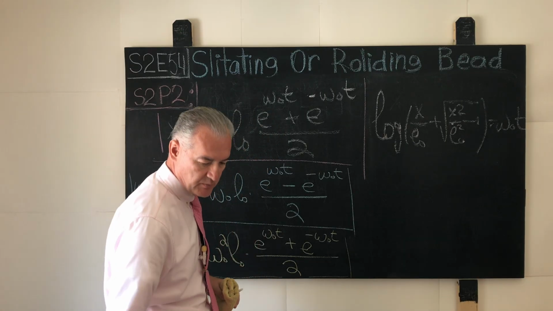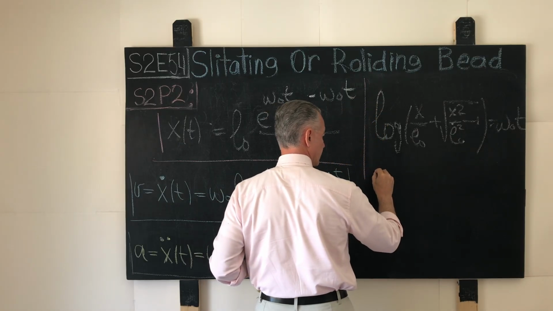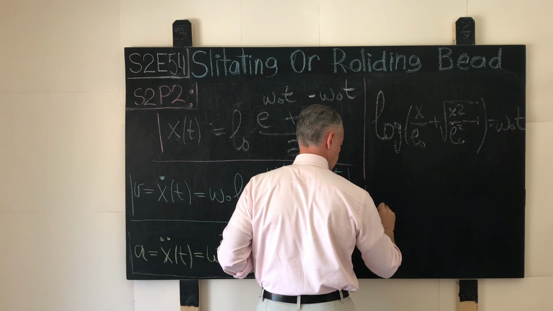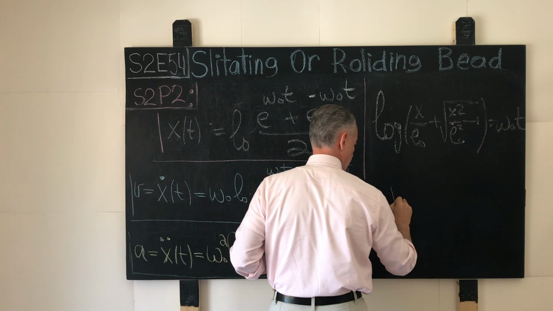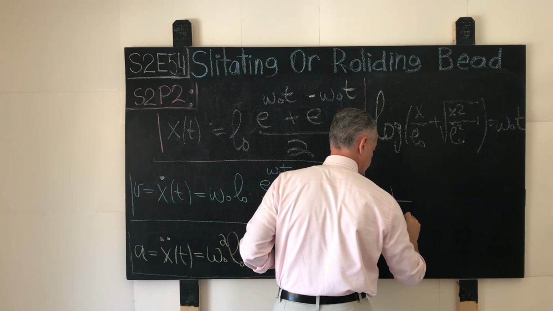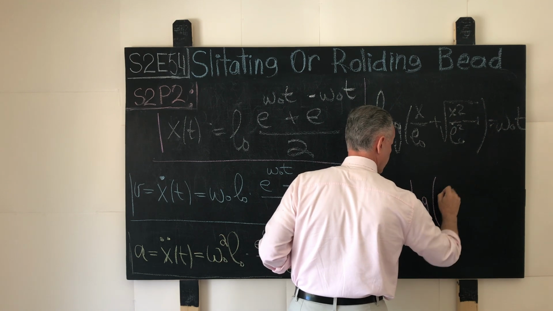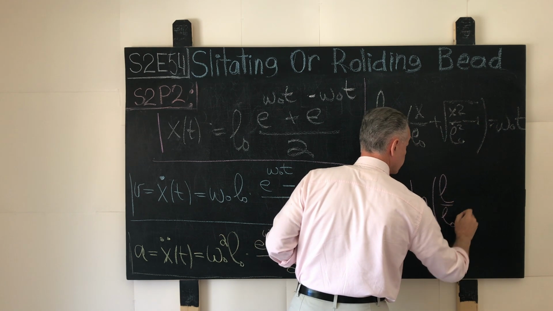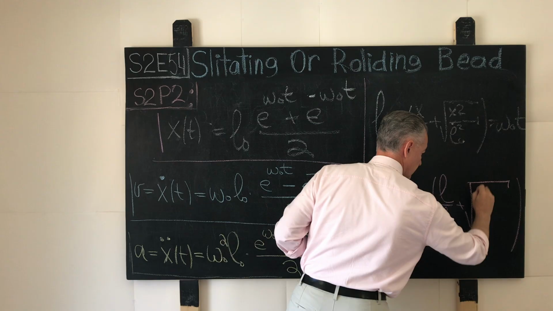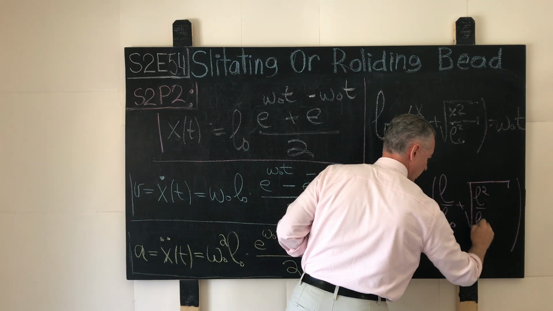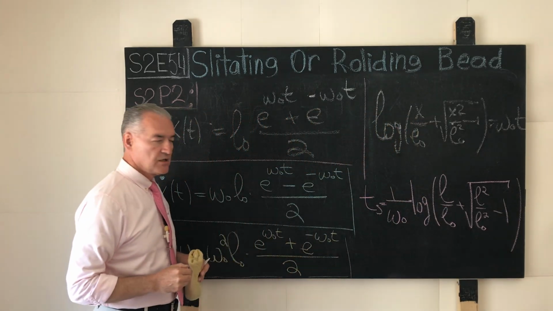Consequently, let me use maybe the red chalk. The moment we have it, we write down the result that t sub s, the separation time, is equal to 1 over omega 0 times the natural logarithm of L over L0 plus the square root of L squared over L0 squared minus 1. You see, this is it.